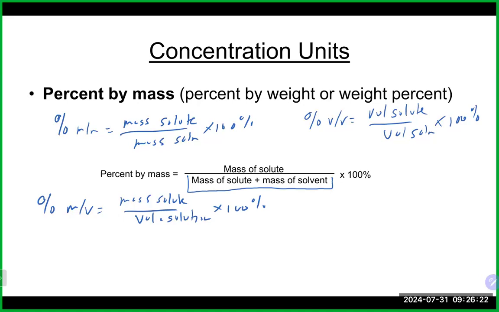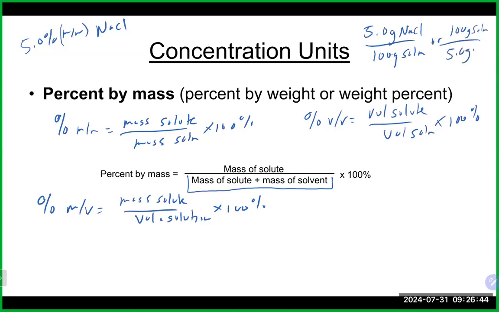And again, as we also talked about, if you do have the percentage given to you, like a 5% mass to mass sodium chloride solution, if you wanted to turn it into a usable conversion factor, that would mean you have 5 grams of sodium chloride in 100 grams of solution. So again, these are ways that you can take these percent concentrations and turn them into usable conversion factors. All right, we will leave it there, I think, for today.